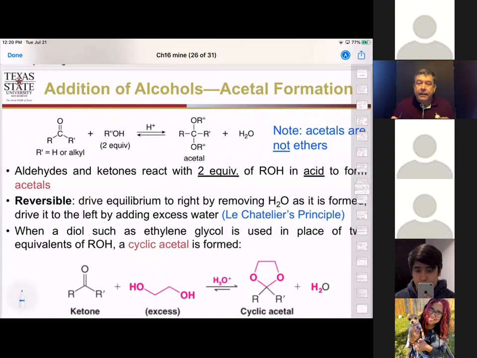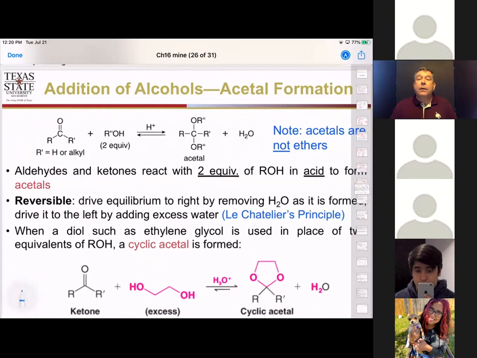So technically, because we have two oxygens on the same carbon, and this does not have the same reactivity as a standard ether, we actually don't call them ether. It is a special group. It is called the acetal group. And because it is very susceptible to acid, it's very susceptible to base, it does not react like an ether, therefore it is not an ether.